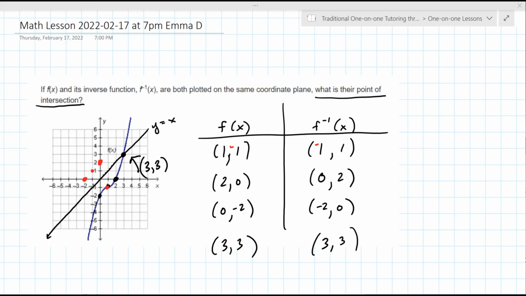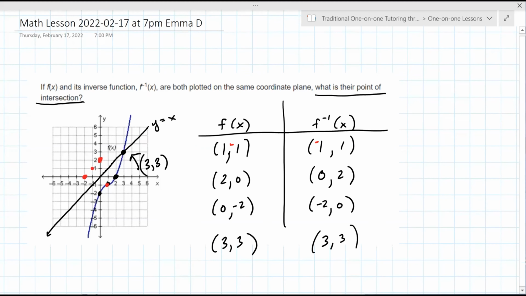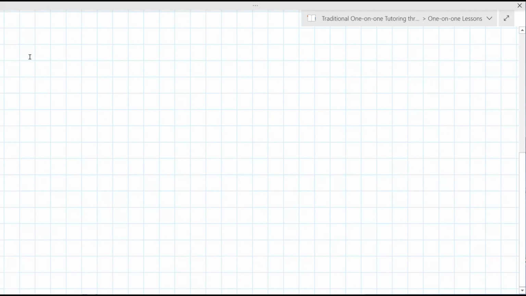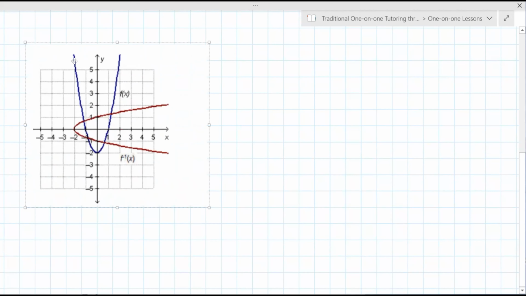Which graph shows a function whose inverse is also a function? Okay, so let me try to answer this by showing you why the other answers are wrong, because you'll gain something from that. That would be great. And then we'll give you the right answer. So the blue is the original function.